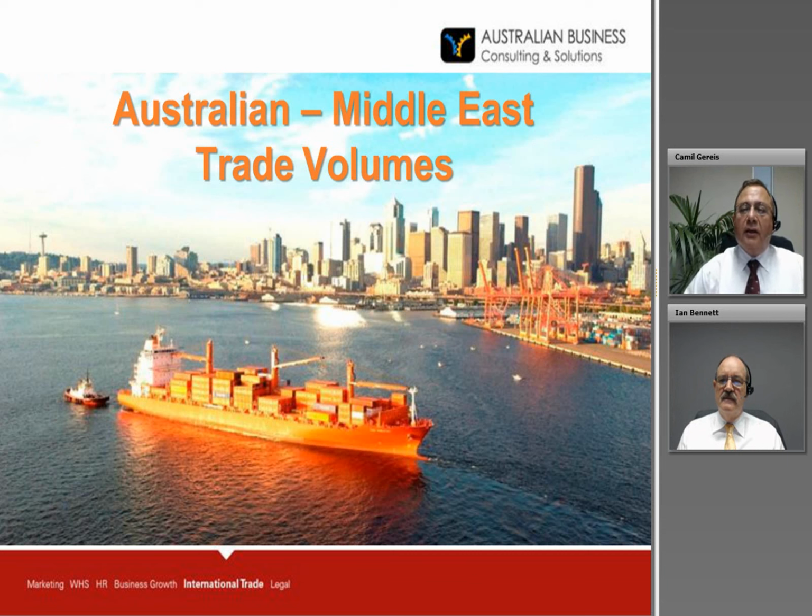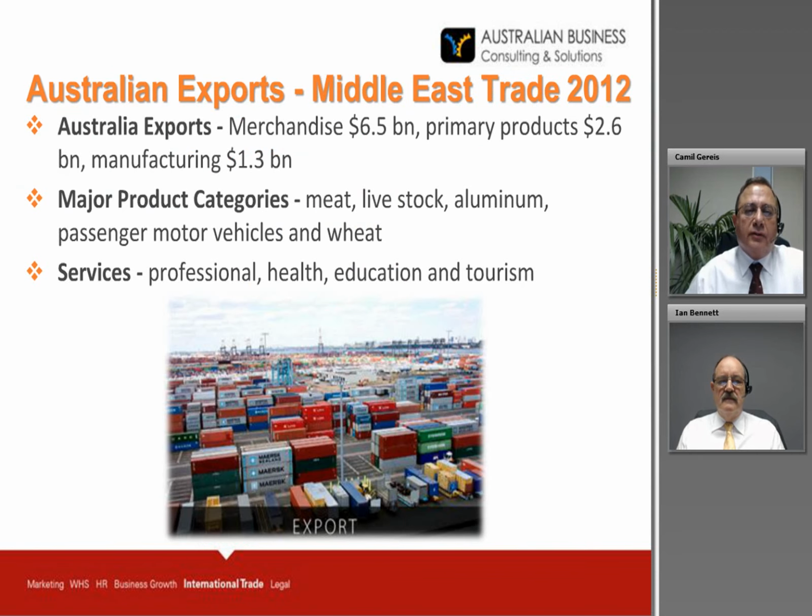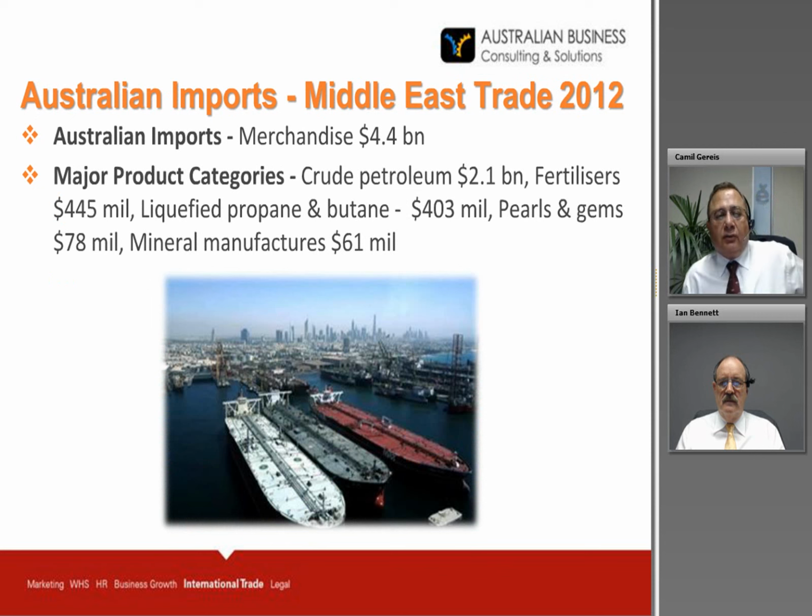Thank you, Radwan. Welcome, everybody. Assalamu alaikum. I'd just like to talk about the Australian Middle East trade volumes to give you an idea how big this trade is. At the moment, our exports from Australia are, in merchandise, 6.5 billion. This is last year's figures. Primary product 2.6. Manufacturing is quite significant. Obviously, we can't list every single product, but the major categories are meat in all kinds of variety and cuts, and livestock is quite large, and so are our agricultural products. There are also plenty of services in health, education, and tourism, which we export in smaller amounts, and that all adds up.